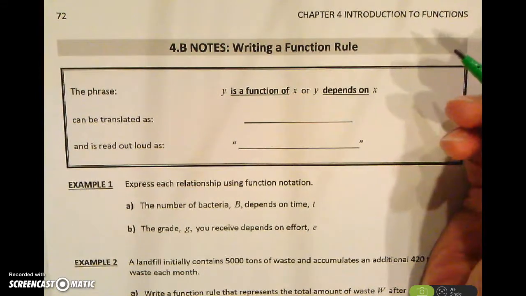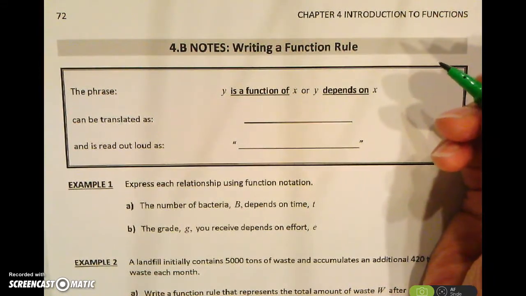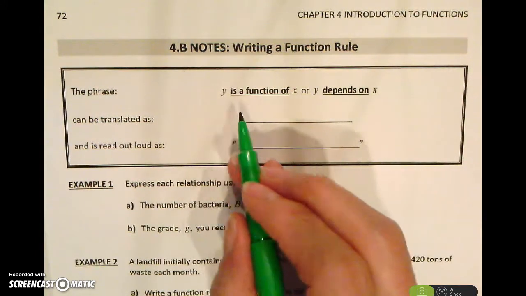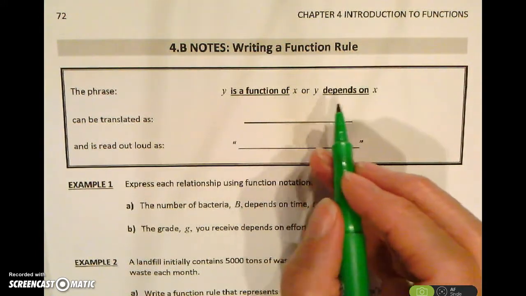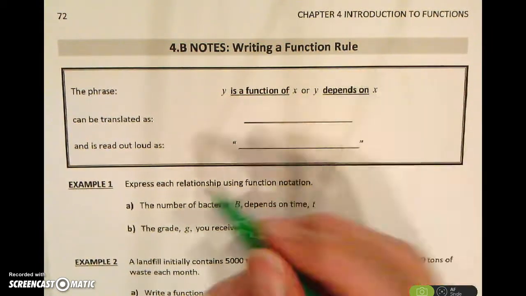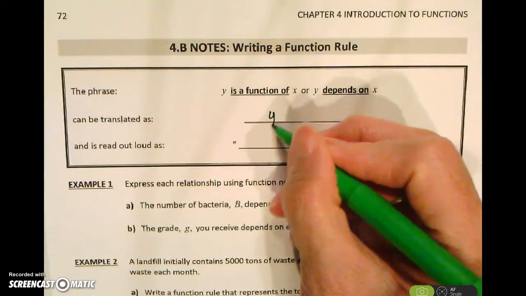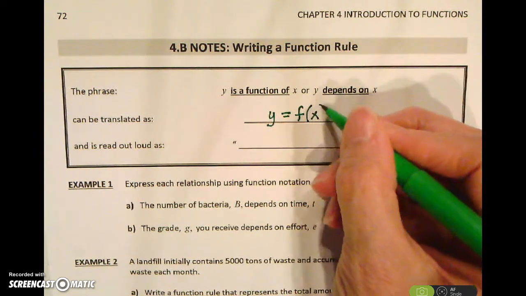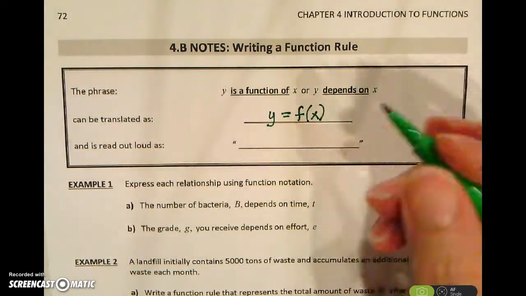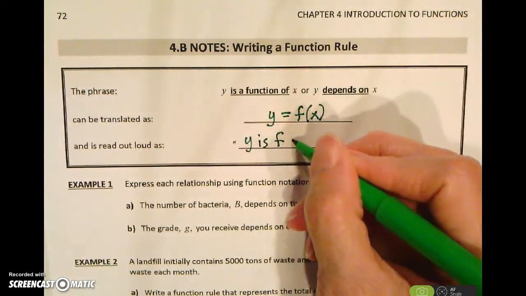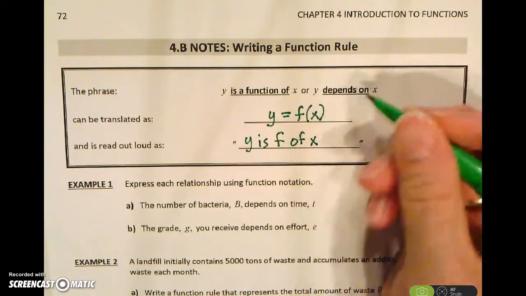In the last section, we talked about independent and dependent variables. To write a function rule that shows dependence, we might use a phrase such as "y is a function of x" or "y depends on x." To translate that into an algebraic statement, we would write y equals f, and then open parentheses, x, and then close the parentheses. And it's read out loud as "y is f of x."